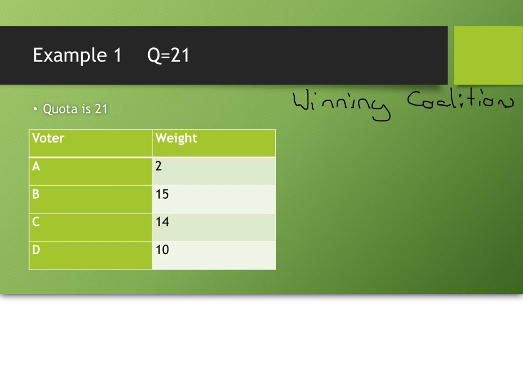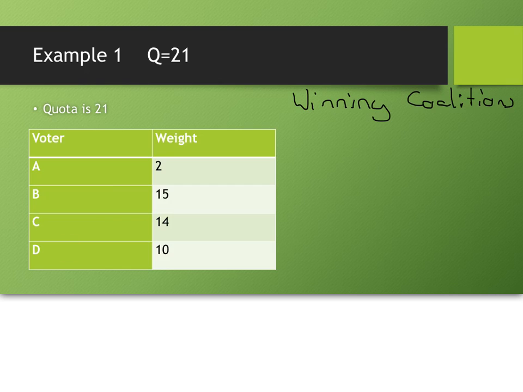All right? So if you look at this, if you do any one single person, none of them reach 21. So there's no single person coalitions that win. Two coalitions, well, A and B doesn't work. A and C doesn't work. A and D doesn't work. None of those reach 21. But notice B, C, and B, D, and C, D all reach 21.